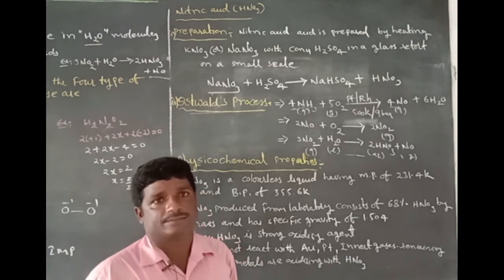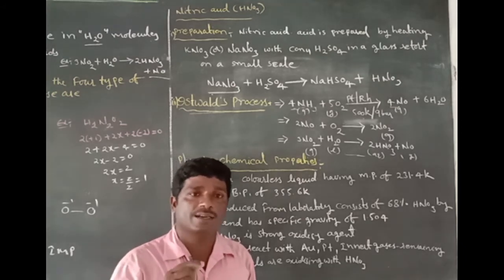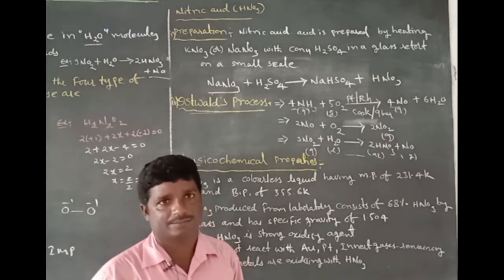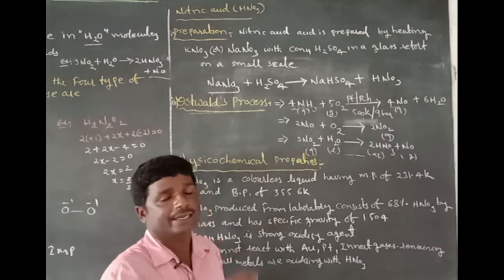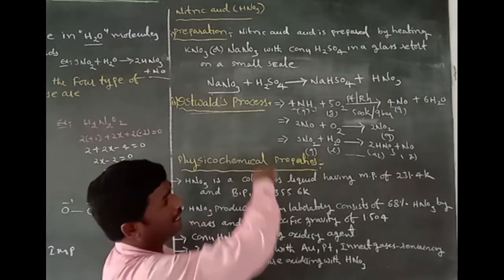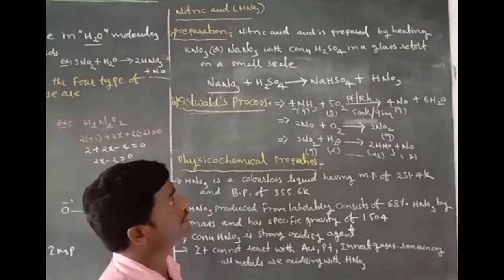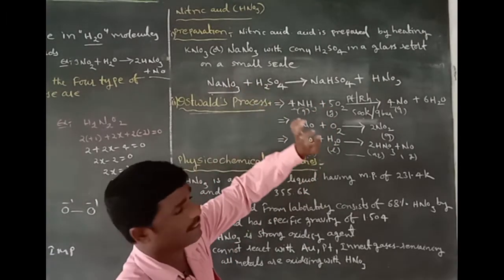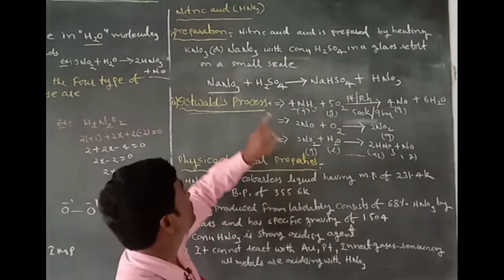In this laboratory method, a small scale of nitric acid is prepared. Nitric acid, HNO3, is prepared by the heating of sodium nitrate or potassium nitrate with concentrated sulfuric acid in a glass retort stand on a small scale. Then nitric acid is formed.